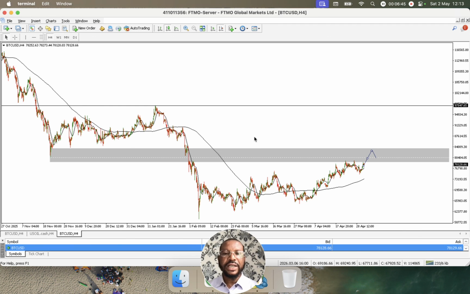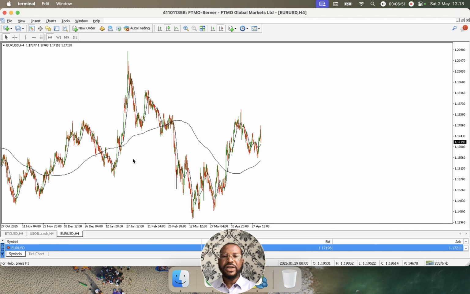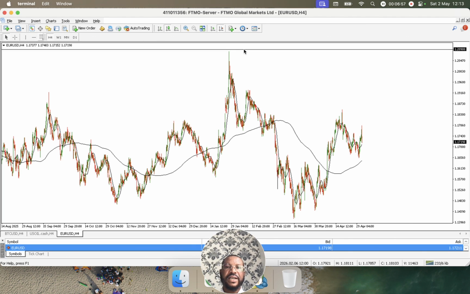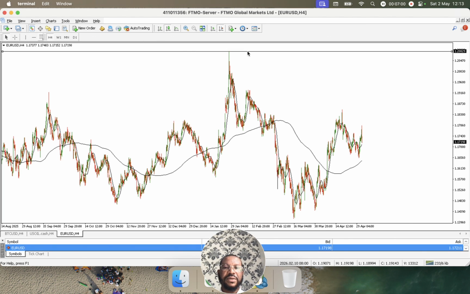Let's move over to the next pair, which is the Euro USD. So for the Euro USD, I can see that the Euro USD is trading in a range. This is the supply area. Price left this level, came back to this demand area. We saw a build up and a push to the upside.